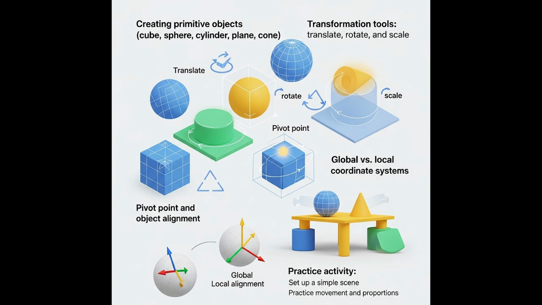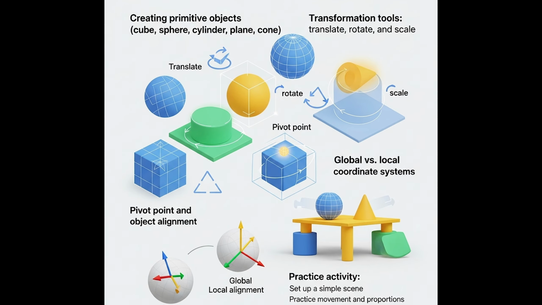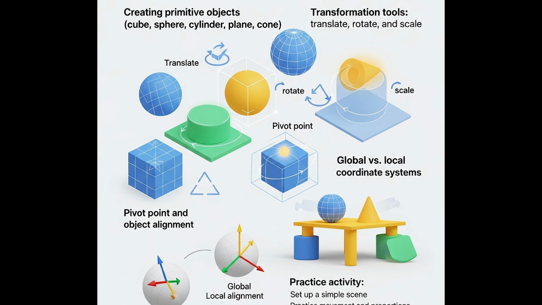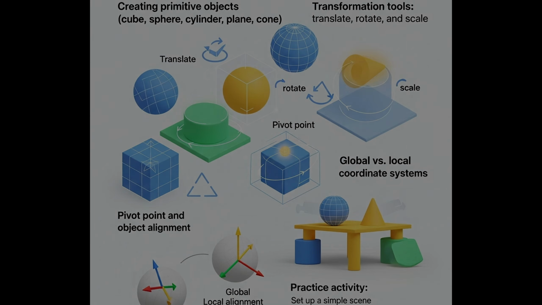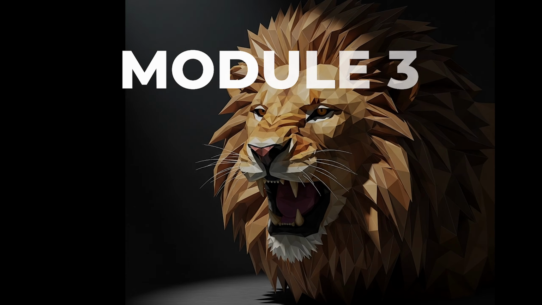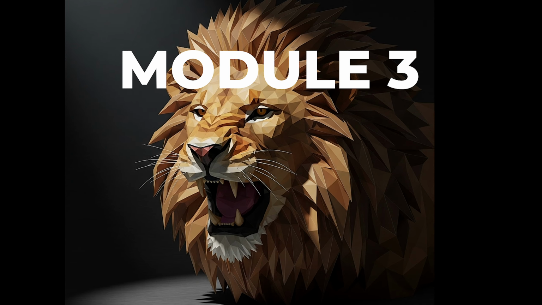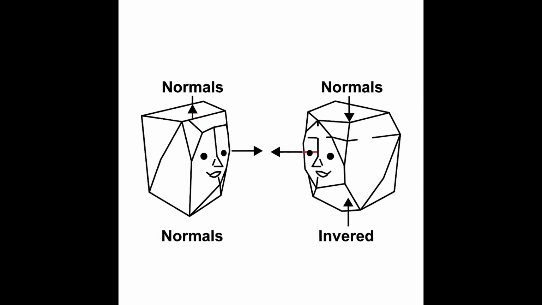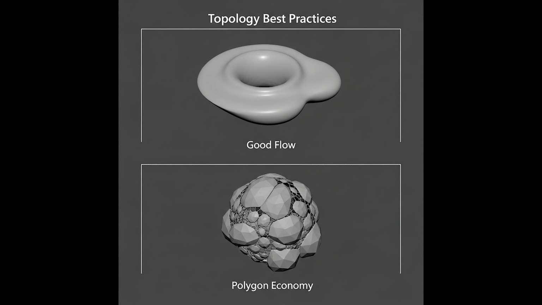Practice activity: set up a simple scene, for example, a table made of cubes and cylinders. Practice movement and proportions. Module 3: Polygonal modeling. Objective: understand the structure and techniques of polygonal modeling. Content: concepts: mesh, topology, edge loop, and normals.